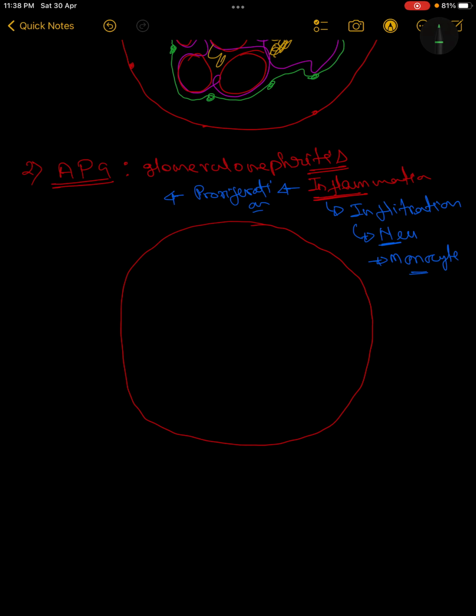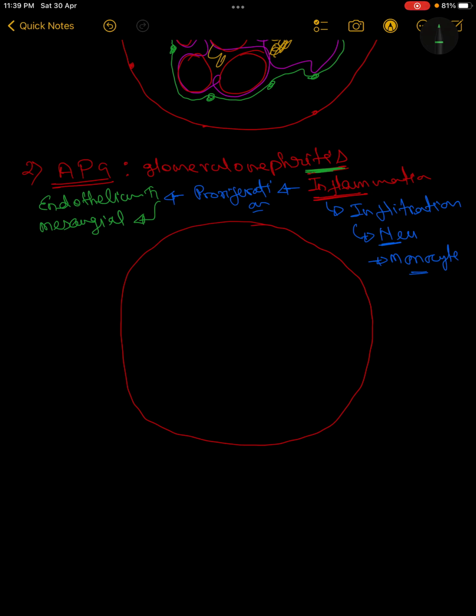When we are talking about proliferation, proliferation of what? We have these three cells, and among them some cells will proliferate. What are those cells? One is endothelium and another one is mesangial cells. This is the basic concept we have to remember before drawing this diagram.